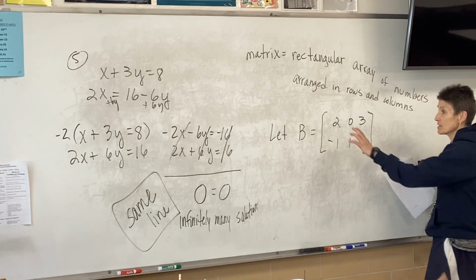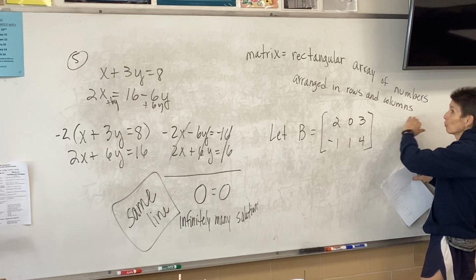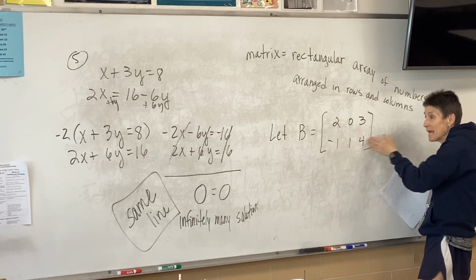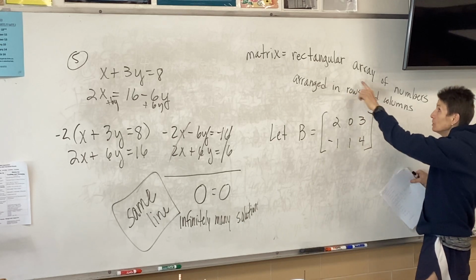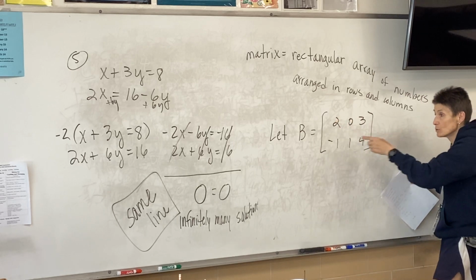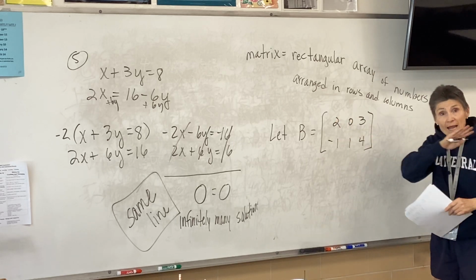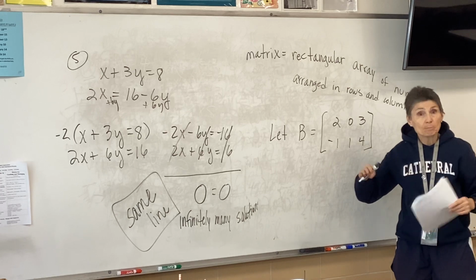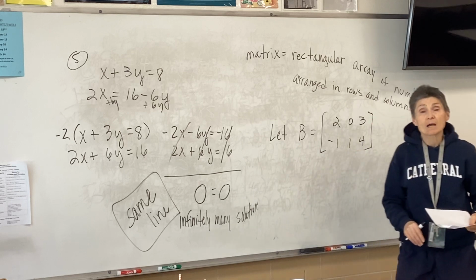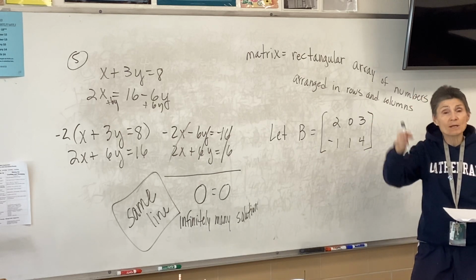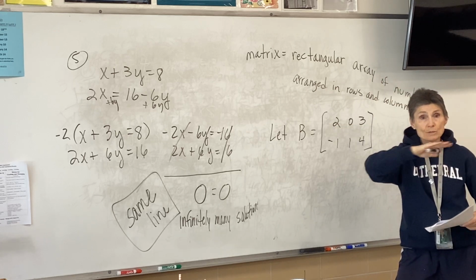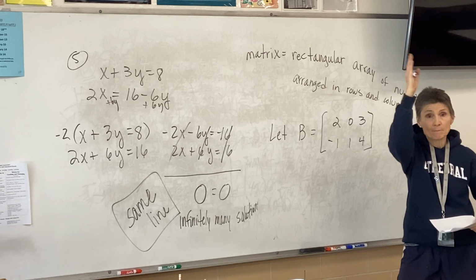So here it is. It's a rectangular arrangement of numbers in rows and columns. A rectangular array of numbers arranged in rows and columns. So here are the rows. Rows go sideways, like bleacher rows. Think of bleachers. These are the rows. Columns go up and down. Think of the White House. Columns of the White House. So rows of bleachers, columns of the White House.